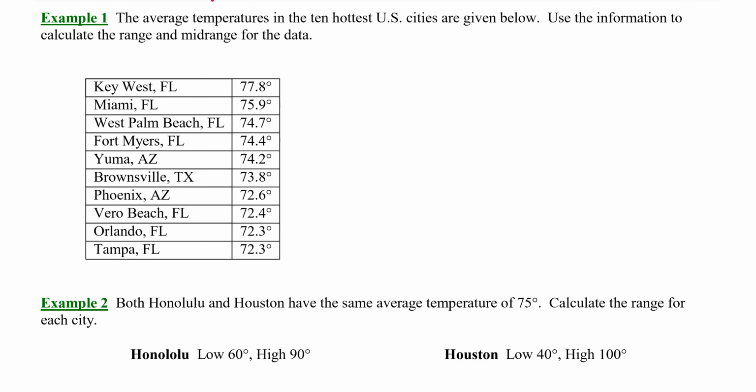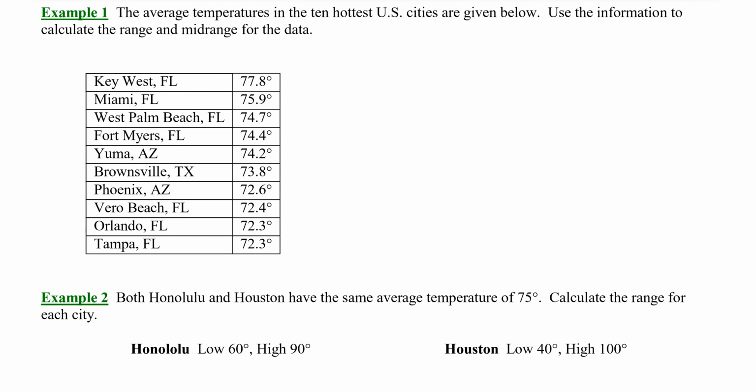For example, the average temperatures in the 10 hottest U.S. cities are given in the table below. Use the information to calculate the range, that's a spread or a measure of dispersion, and mid-range, we already know how to do that, that's a measure of central tendency. So to find the range, we need to identify the highest and the lowest temperature in the cities. As you can see from the table, the temperatures are given from greatest to lowest, and we're talking about average temperatures here. So in Key West, Florida, the highest temperature, 78 degrees, and in Tampa, Florida, also in Orlando, Florida, we've got the lowest temperature.